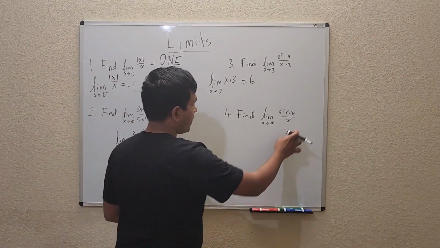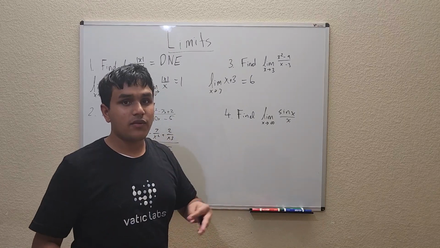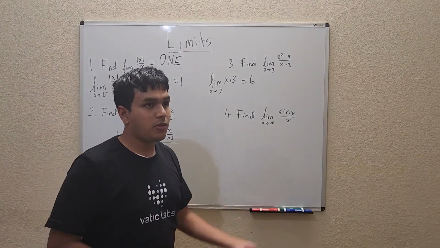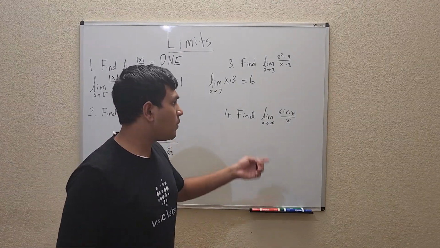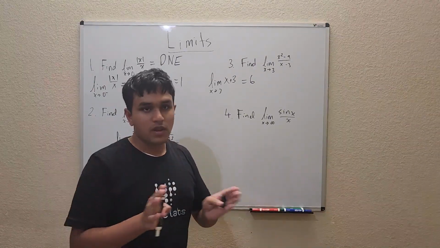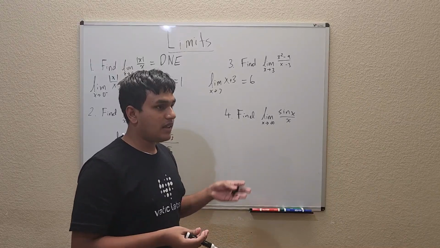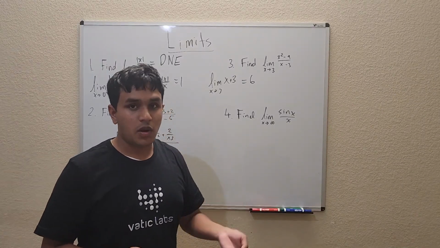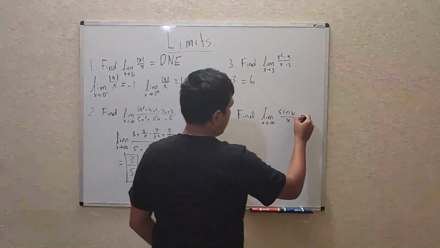As x approaches infinity, sine of x will always be between negative 1 and positive 1, and x will approach infinity. So if the denominator approaches infinity and the numerator is always bound within some range, then the fraction has to approach 0. It just gets smaller and smaller and it approaches 0.